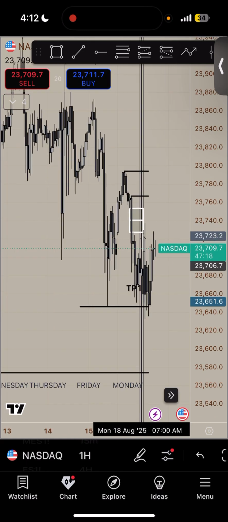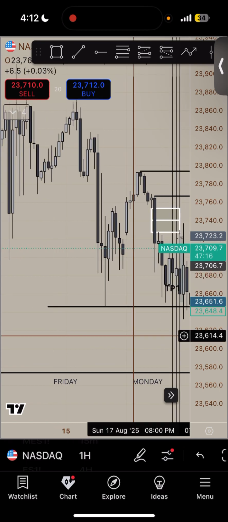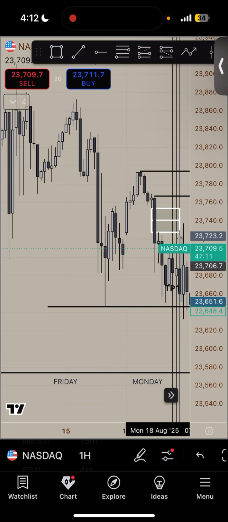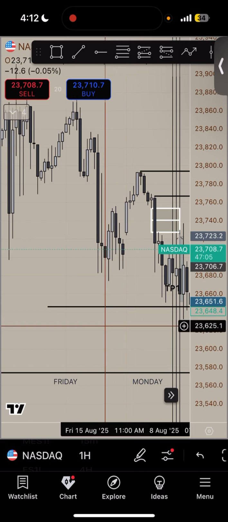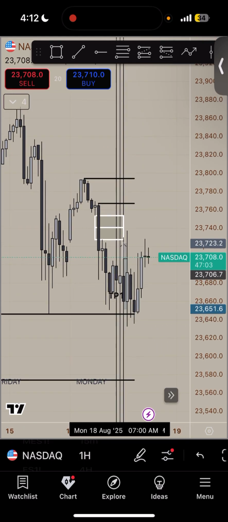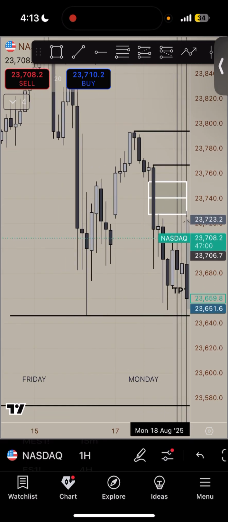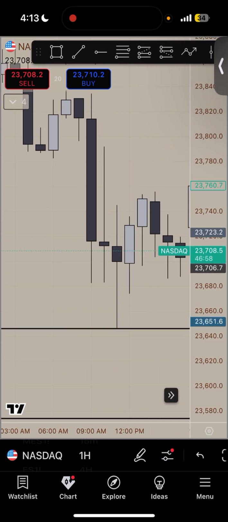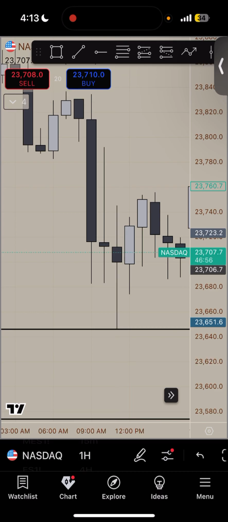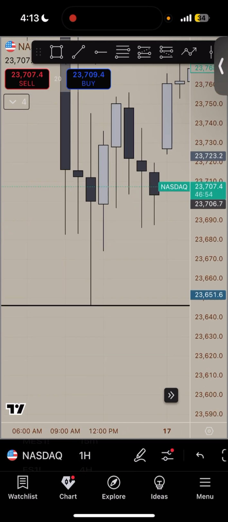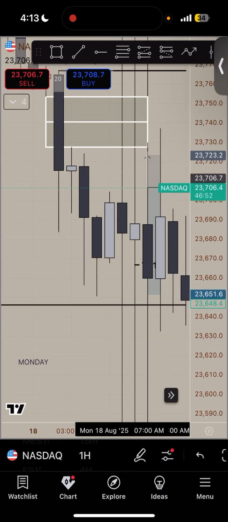confluences I had. So this was obviously today was Monday, so Friday was the last day that we were open in the market, which is right here. So this is previous day low. You can see Friday, this is at 11 in the morning.